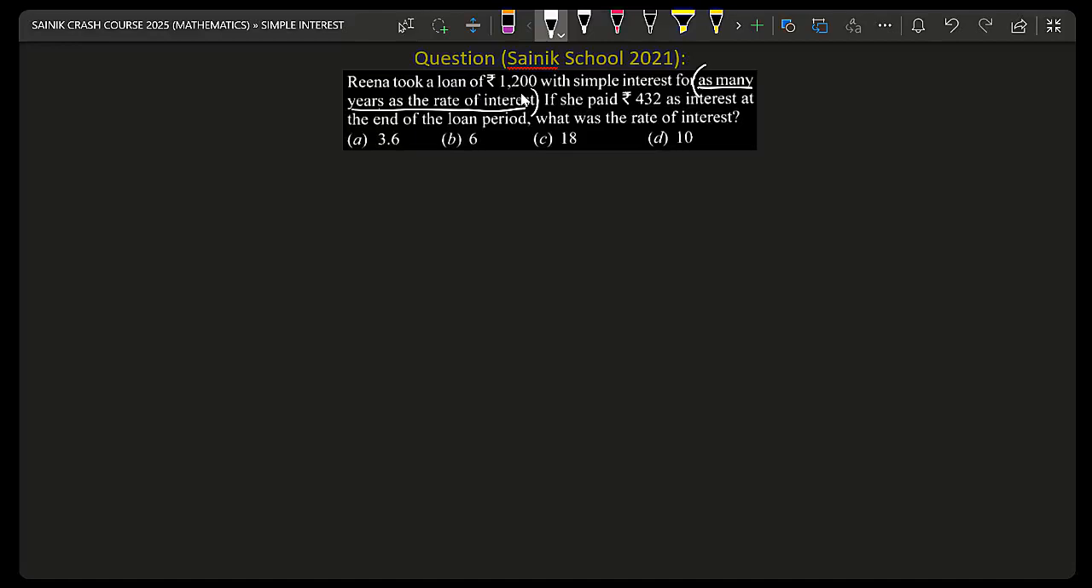So the rate of interest is equal to that many years. Yes, that means the time period and the rate of interest are both the same number, right? That means 5 years means 5%. 6 years means 6%. Understood? Yes, sir. Continue reading the question. If she paid 432 as the interest at the end of the loan period, what is the rate of interest? Okay. First of all, what is this 1200?